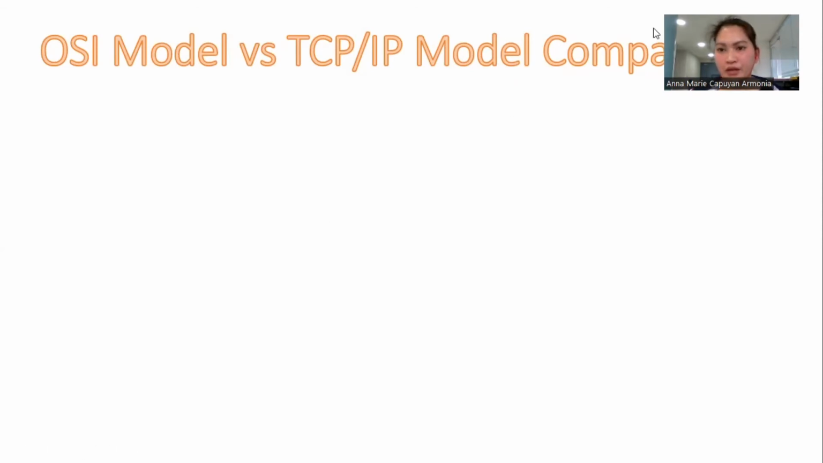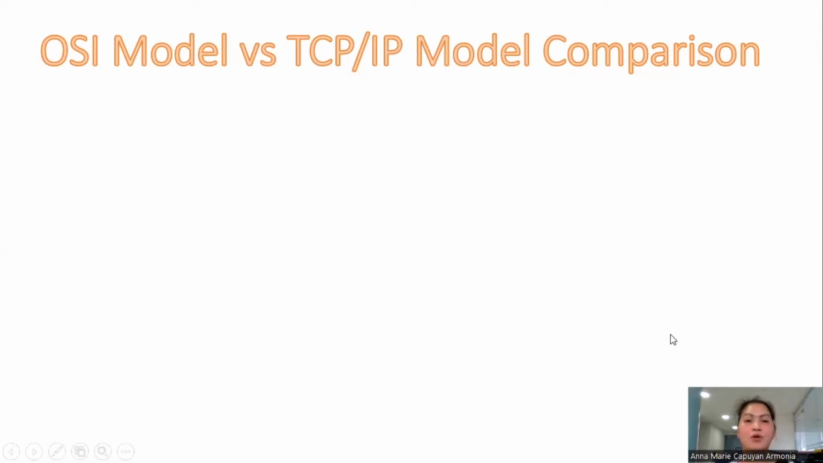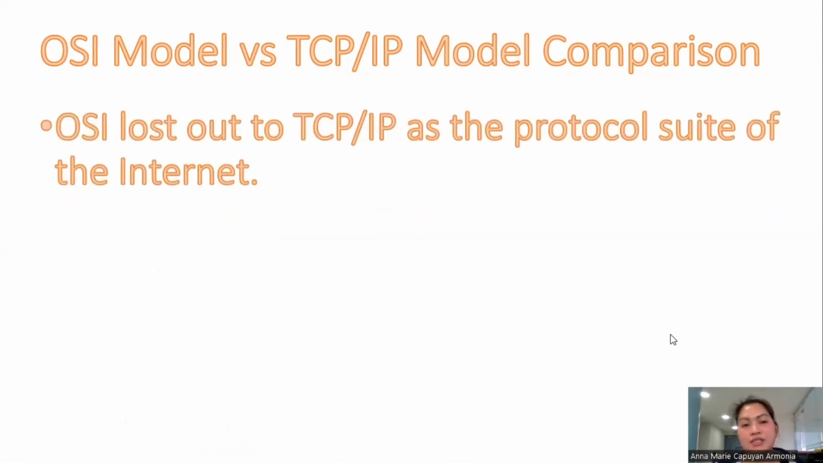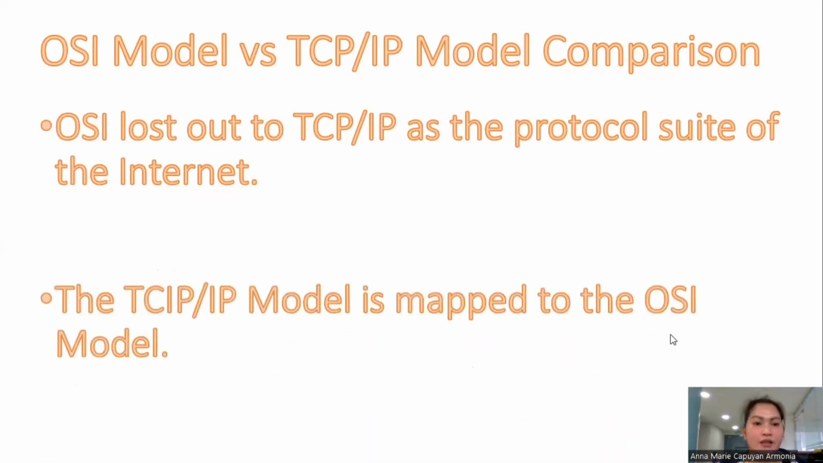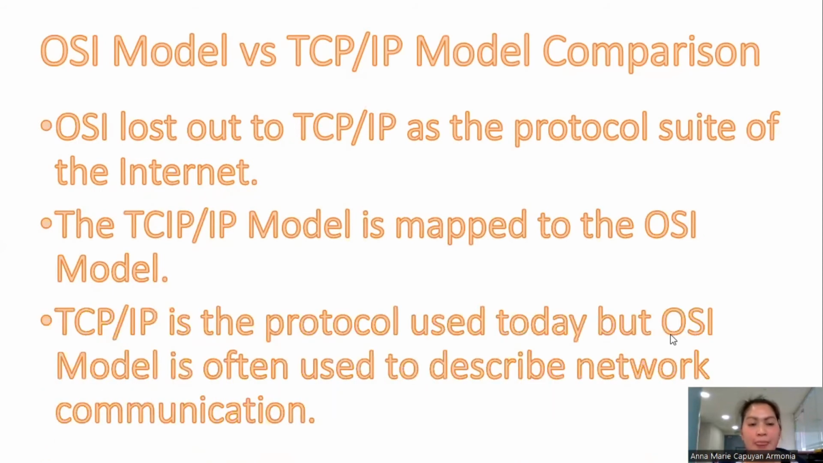So we have here the OSI model versus TCP/IP model comparison. OSI lost out to TCP/IP as the protocol suite of the internet. The TCP/IP model is mapped to the OSI model. So TCP/IP is the protocol used today, but the OSI model is often used to describe network communication.